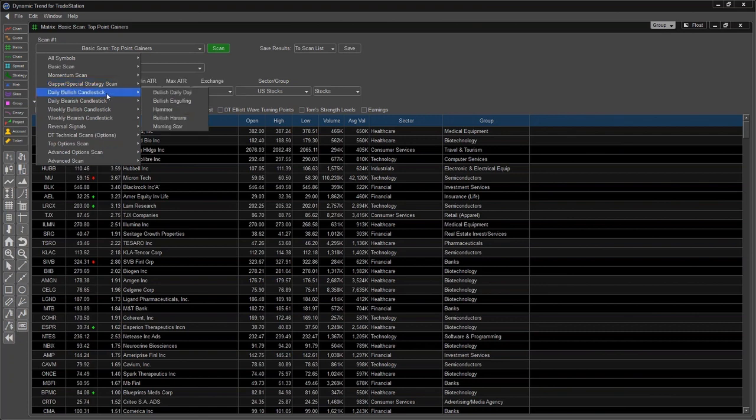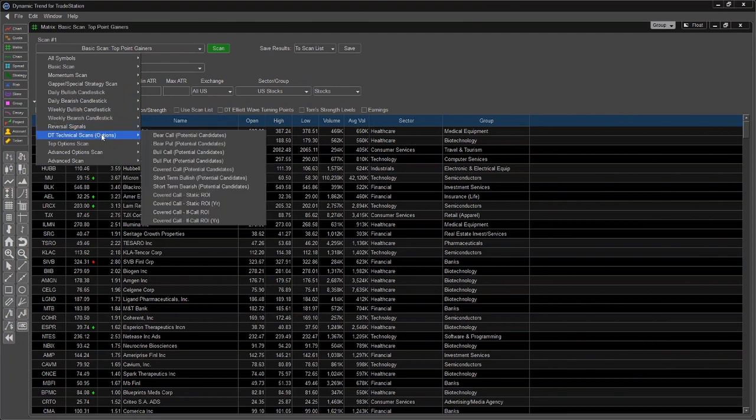If you're a candlestick trader, we have a tool in our program called Candle Patterns. It'll put all of the different candle patterns on the chart for you. But if you want to scan for specific daily or weekly candle patterns, you can actually do that inside the program, inside the matrix. Reversal signals.